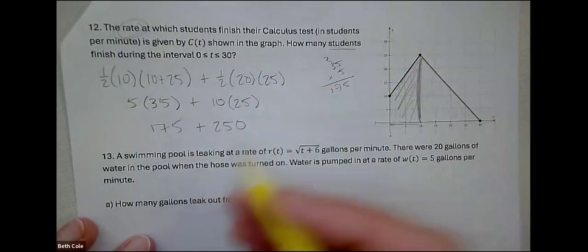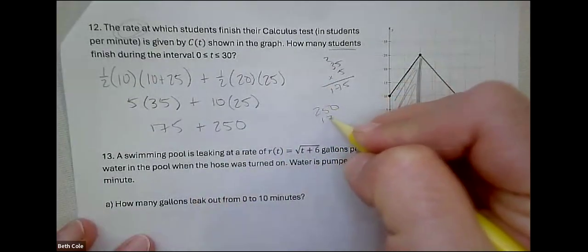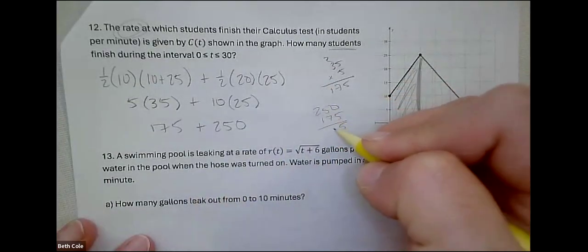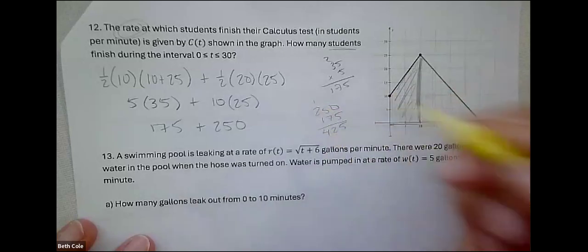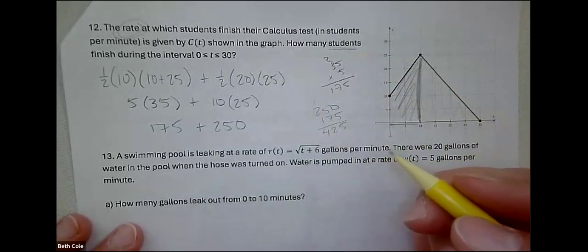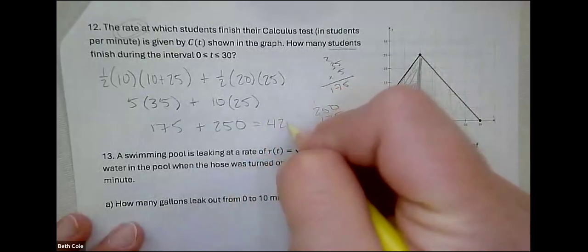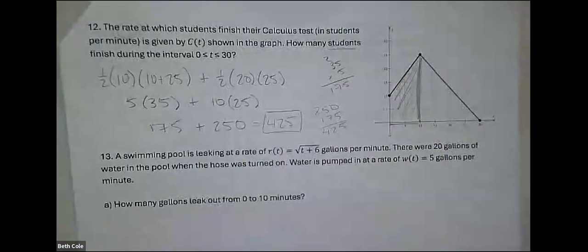So 250 and 175. I should be able to do that in my head, but my brain is not working here. What is this? 12. So 425 students. That's a large class. All right.